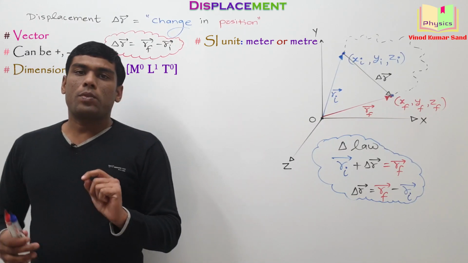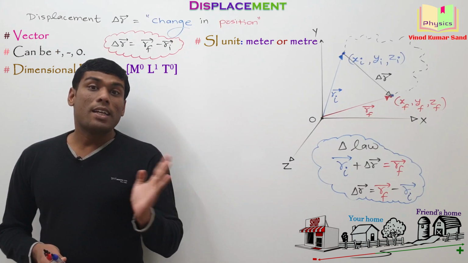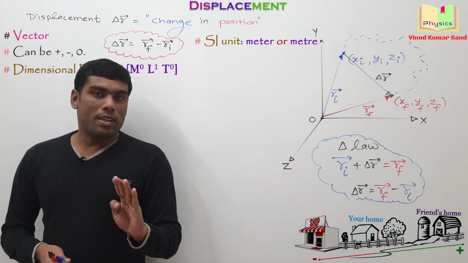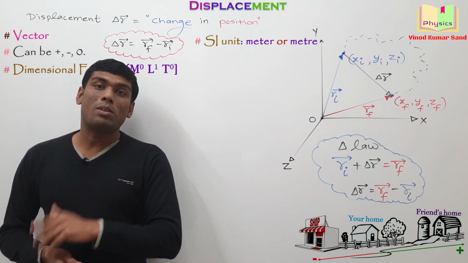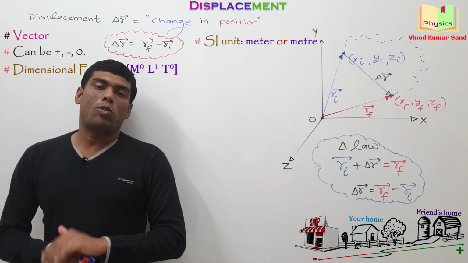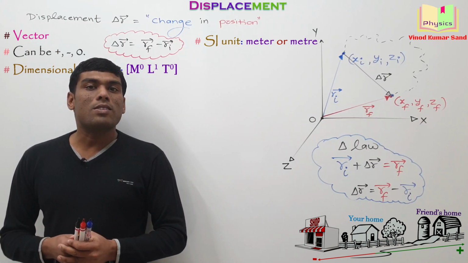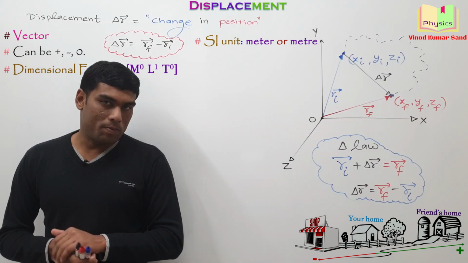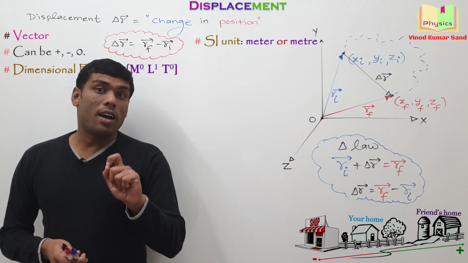Take an example. Suppose from your home you go to your friend's home, then your displacement will be taken as positive. Another example, from your home you go to the store, then your displacement will be taken as negative. And let's say if you stay at your home only, you are not going anywhere, then your displacement is 0. In vector form you will write it as null vector or 0 vector. Getting it?